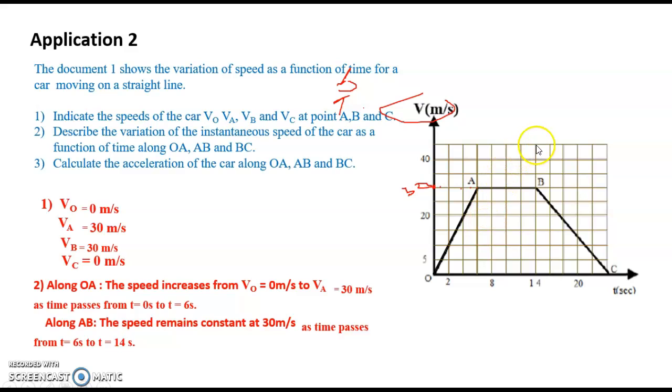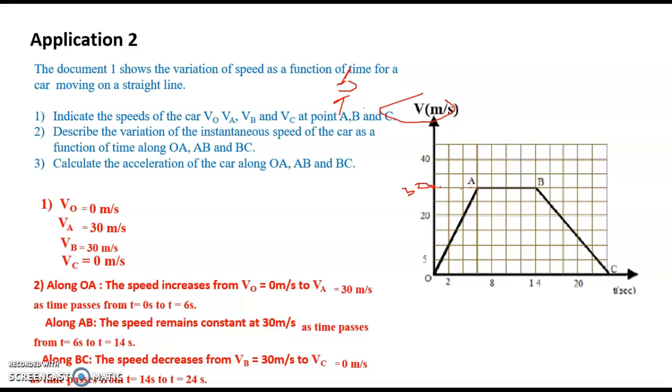Now along AB, the speed remains constant at 30 meters per second. It's important to mention, even if the physical quantity is constant, you have to mention the value of it. So at 30 meters per second, as time passes from T equals 6 seconds till T equals 14 seconds. And finally, as for BC, the speed decreases from VB equals 30 meters per second to VC equals 0 meter per second as time passes from T equals 14 seconds till T equals 24 seconds. And here I want to stress that you have to write the values, you have to write increase and decrease when you describe the variation of a physical quantity, from which value till which value. You have to be specific.